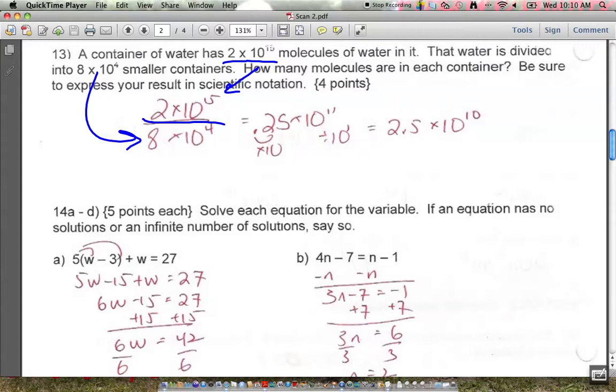Now the big mistakes that I see here, first off, we are nailing the 10 to the 11th part of this. We're great at that. But the big mistake I see is I see people, if this says 2 over 8, 2 over 8 is not 8 over 2. And I see lots of people writing 4 times 10 to the 11th. No. 2 divided by 8 is this.